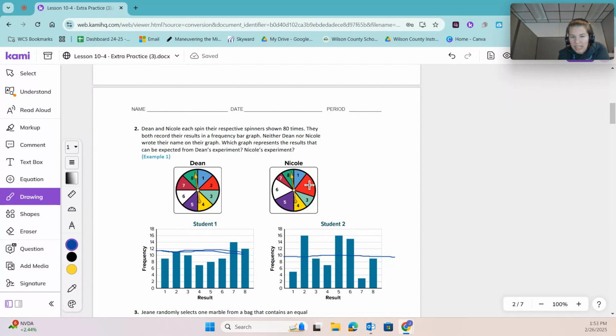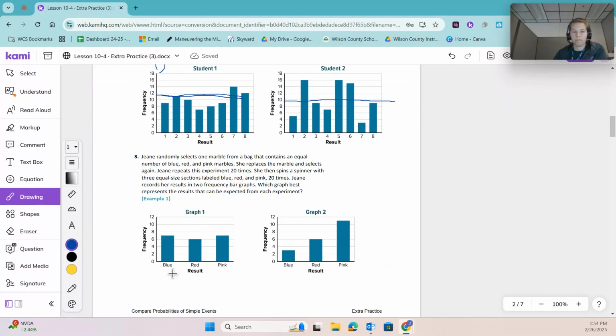Nicole's, see how the 5 is larger than some of the other numbers. The 2 is larger, and maybe looks even larger than the 5, and the 6 is also larger. You can see the 2, the 5, and the 6 were actually landed on more often than some of the other numbers. So I would think this would belong to Nicole, and this would belong to Dean.